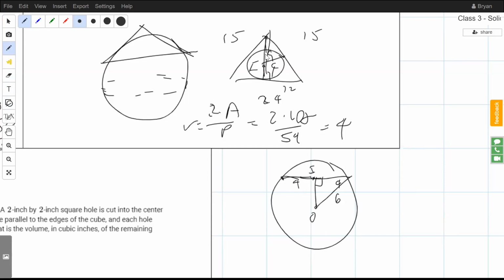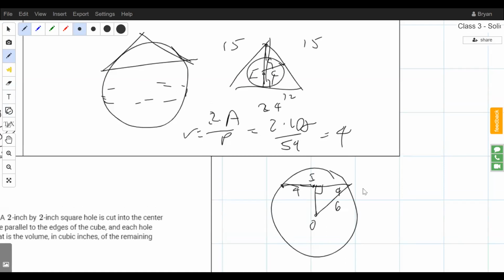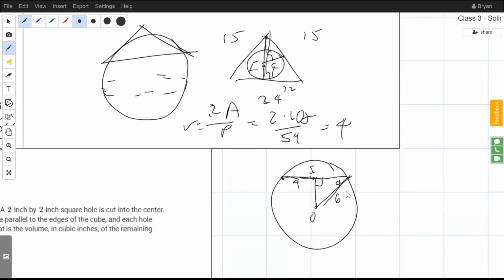The class is going to end like now. Okay, well basically, we know that this is 6, this is 4. By the Pythagorean Theorem, this is going to be 2√5. You can check that, but this is the answer.